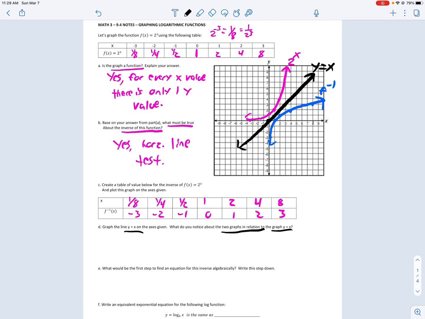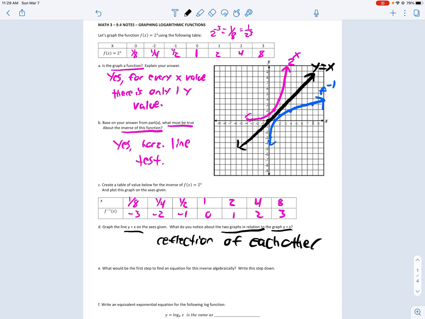Well, hopefully you're thinking, oh, they're reflections of each other. And that is right. They're just a reflection of each other. If you take the purple graph and flip it over the black line, it would match up on the blue. If you took the blue and flipped it over the black line, it would match up on the purple. So that is technically what an inverse is.